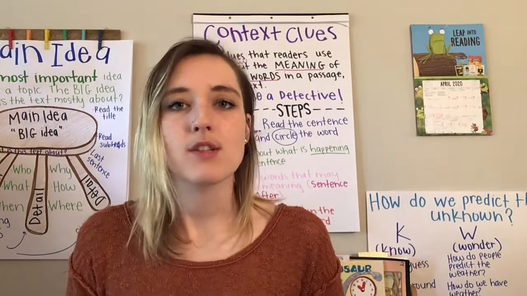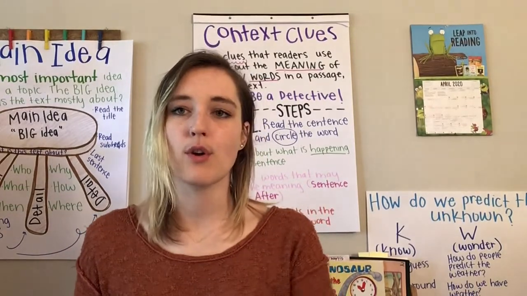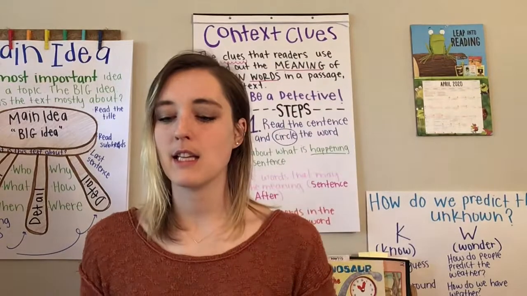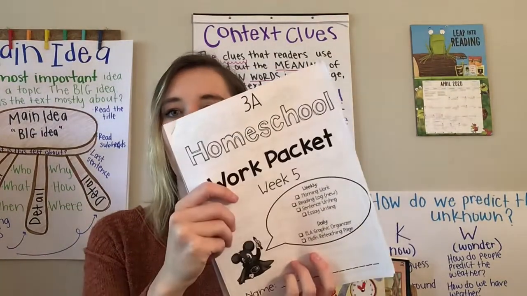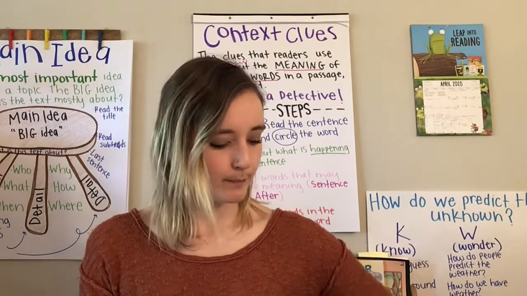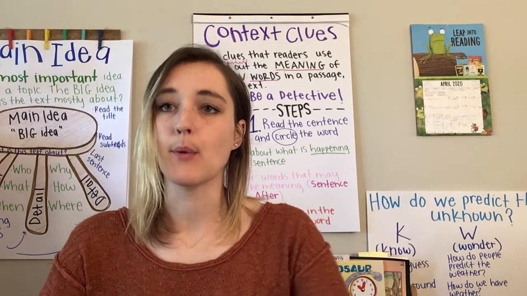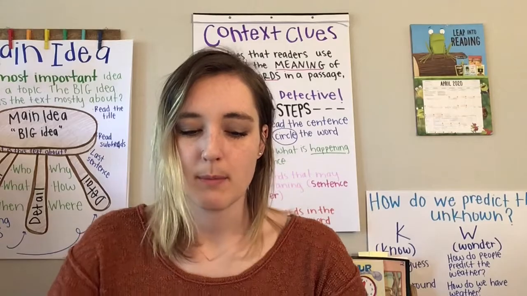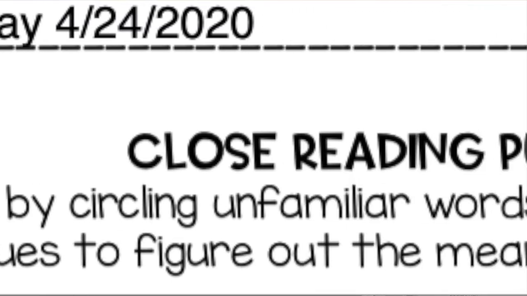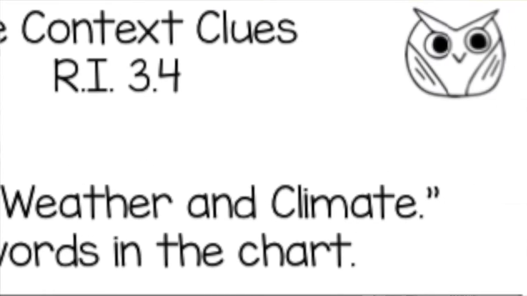Okay, so we're going to practice finding context clues to determine unknown words. You need your Weather and Climate magazine and your homeschool work packet. Turn to page 6 in Weather and Climate. This page in your packet is the work that we're going to be completing. Close reading purpose. The directions say, annotate the text by circling unfamiliar words in Earth's Weather and Climate. Use context clues to figure out the meaning of the words in the chart.